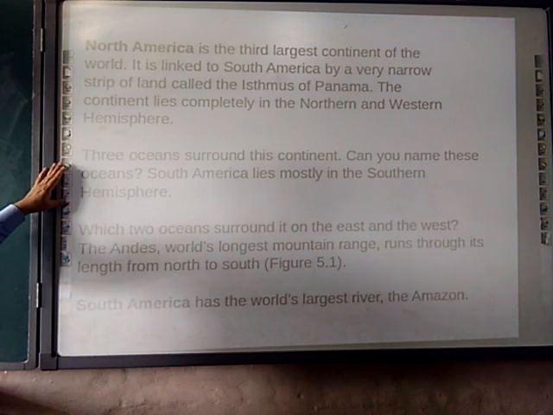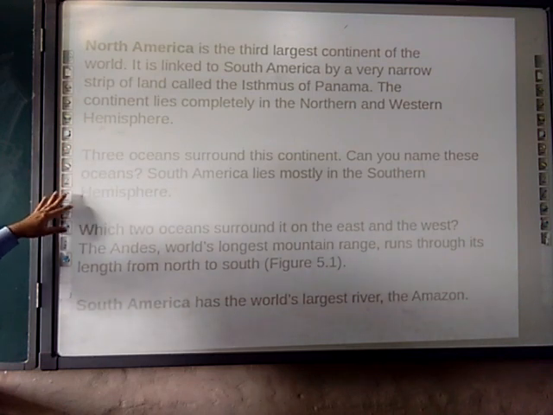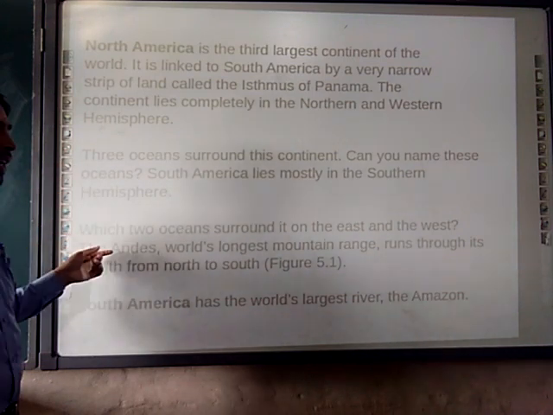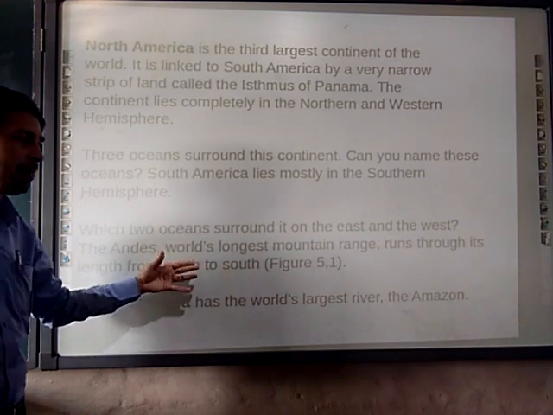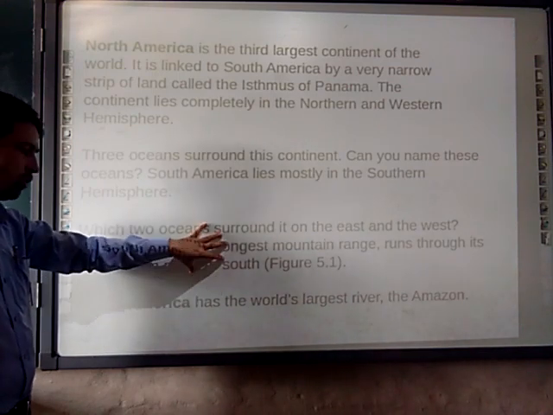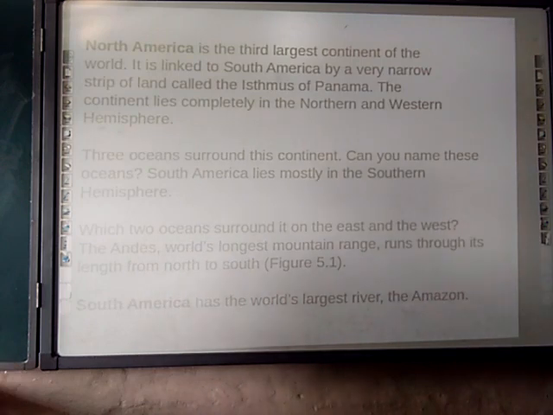And South America lies mostly in the southern hemisphere. Which two oceans surround it on the east? This is the map part. Please do this one. And South America has the world's largest river, the Amazon.